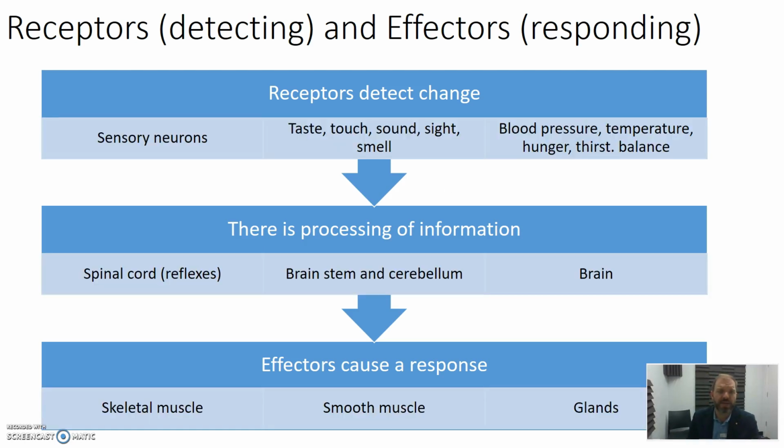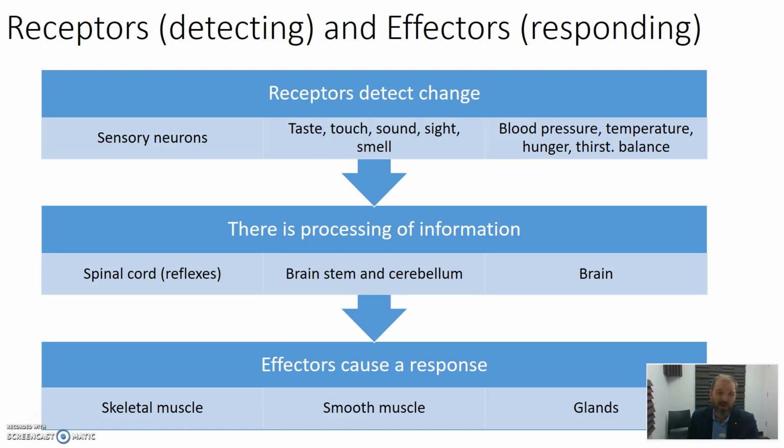Some receptors might include sensory neurons, and we're aware of the external sensory neurons, the ones that detect external changes: taste, touch, sound, sight, smell. There are also ones that detect internal changes like blood pressure, body temperature, hunger, thirst, and balance, our sense of balance, and those require internal receptors as well. So there's a whole suite of different receptors and sensory neurons in your body to detect those changes. That information is then sent to different places.